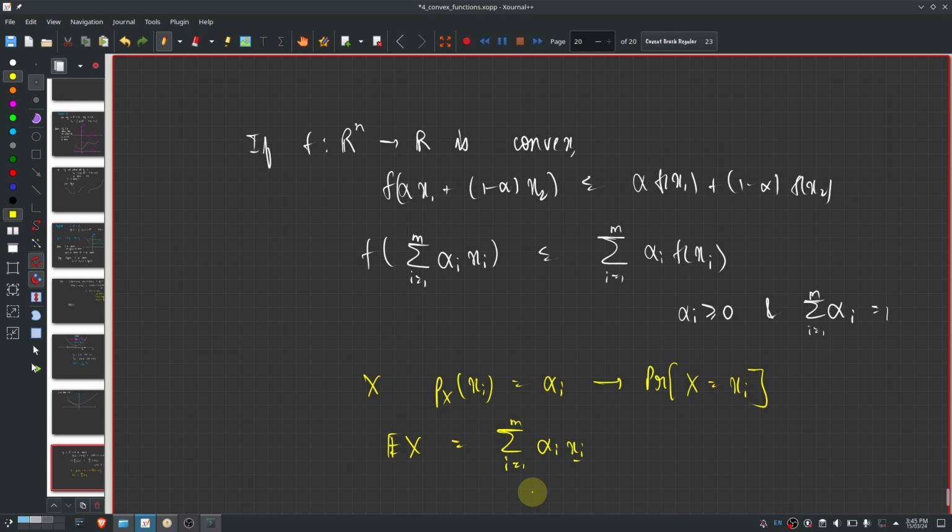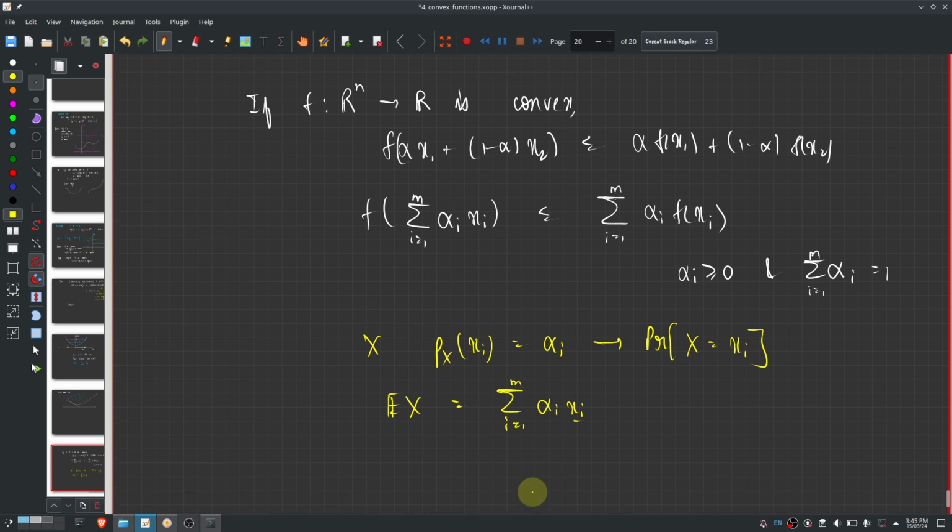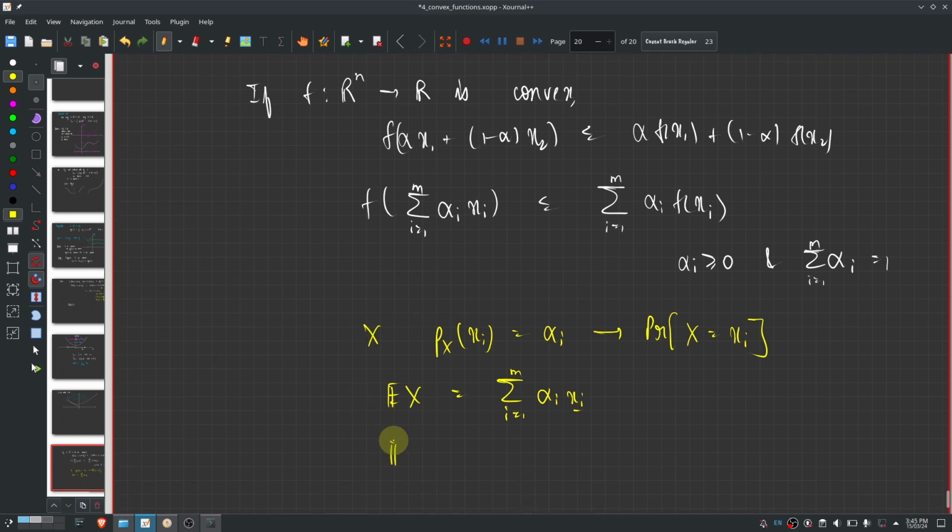Okay, but what specific transformation? It says expectation of f of x. All right, so expectation of f of x is by definition the summation i equal to 1 to m of alpha_i f of x_i.